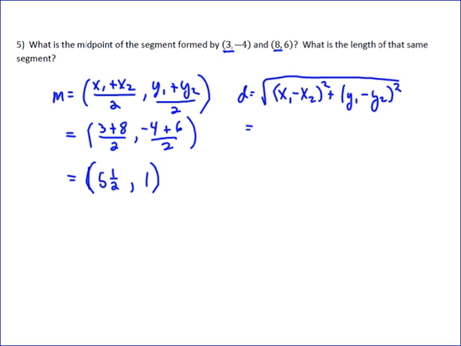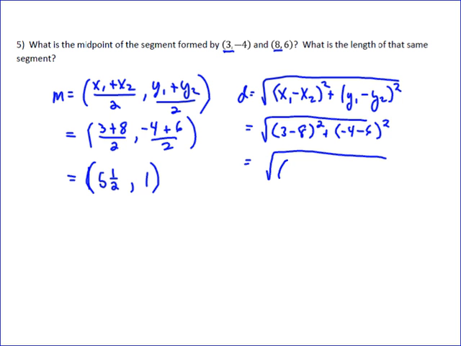So in this case, the square root is going to be 3 minus 8 squared, and then negative 4 for y1 minus 6 squared. And so that gives you, and make sure you leave this in parentheses, a negative 5 squared and a negative 10 squared. If you don't put it in parentheses, you might forget that when you square this, it becomes a positive number. So negative 5 squared is 25. Negative 10 squared is 100. So your answer is the square root of 125.